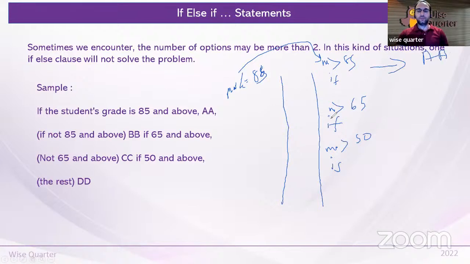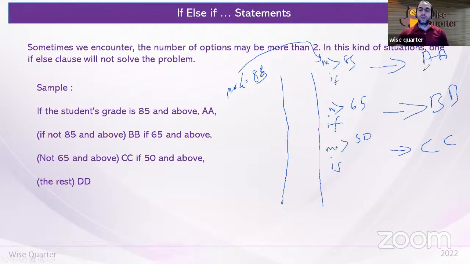Then it will come here. Again, it will check, is mark higher than 65? Yes, it is. So it will print BB. And then it will come here. Is mark higher than 50? Yes, it is. So it will say CC.